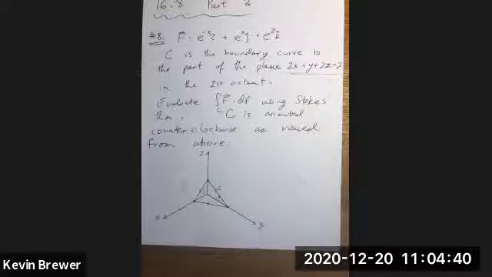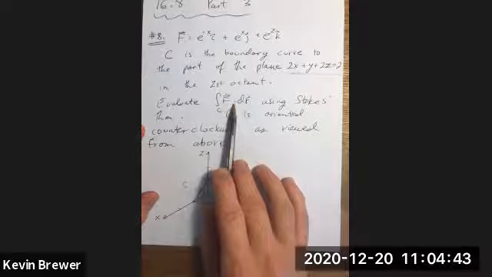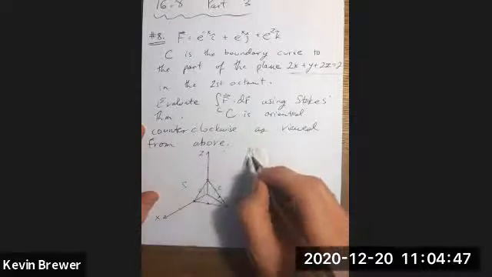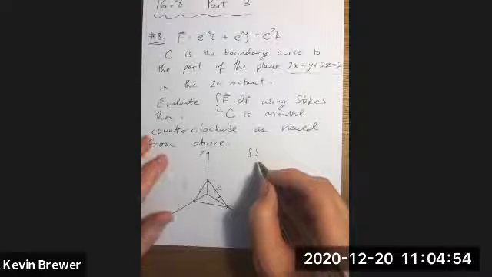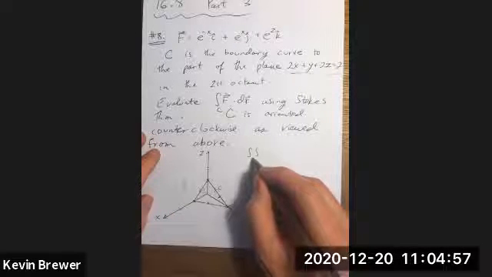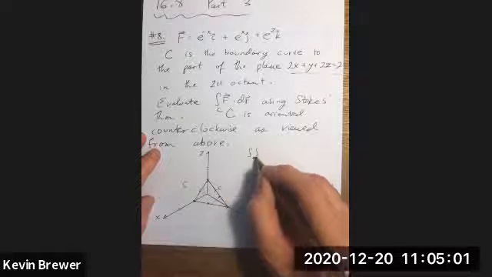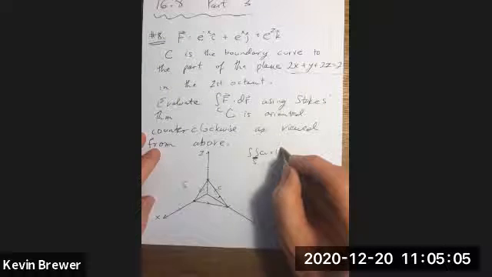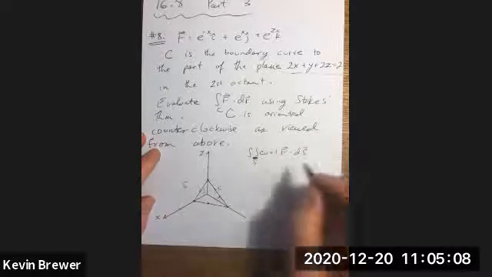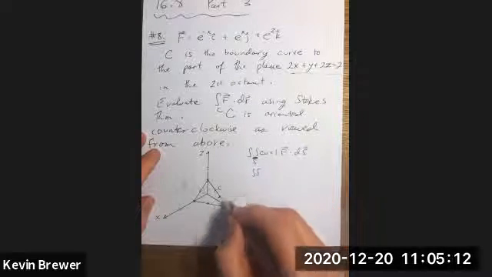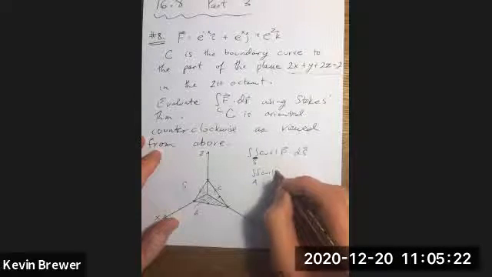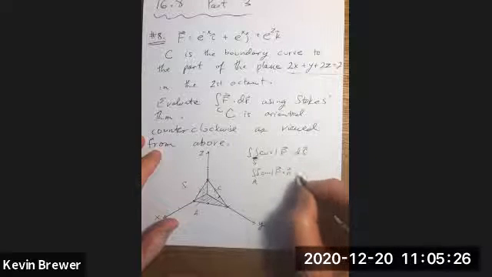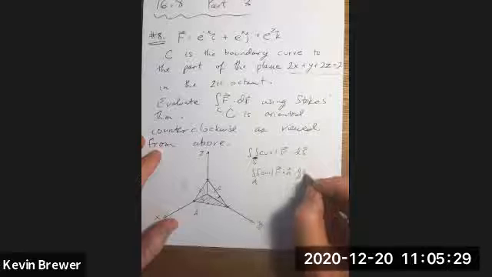Well, let's see. So if we're going to use Stokes' theorem to evaluate this line integral here, then we're going to do so by evaluating the double integral over S of curl of F dot dS, which is the double integral over this region A in the xy plane of curl of F dot n dA.